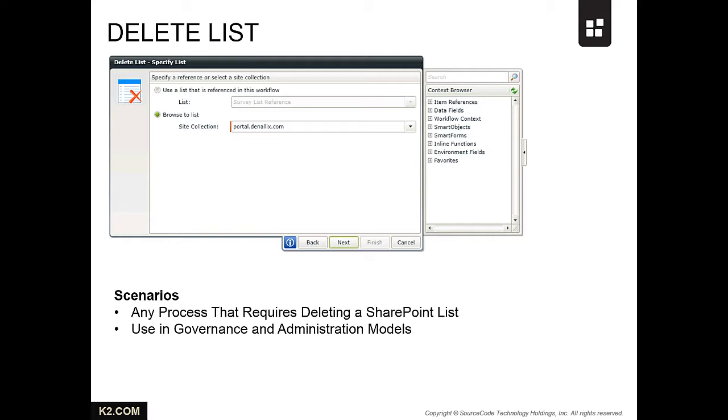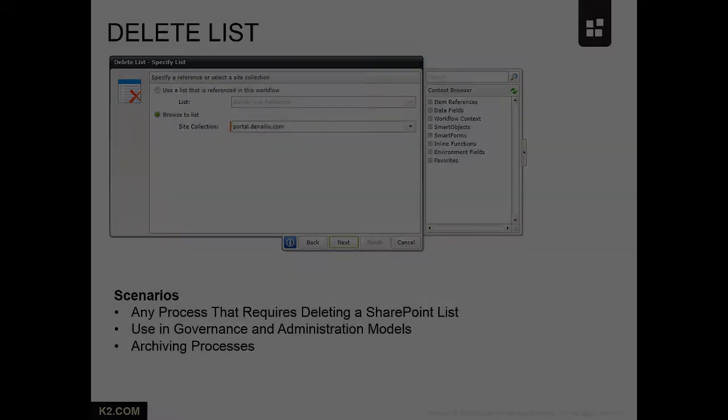For example, you may have an archiving process that moves or copies content to another location and then deletes the list from its current site. Let's take a look at a workflow that demonstrates this capability.